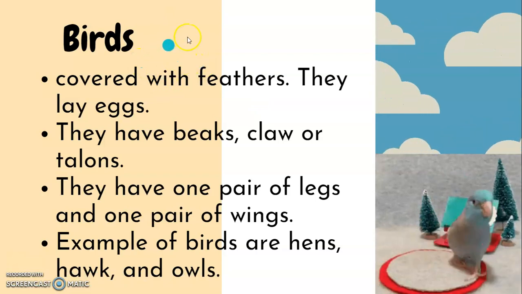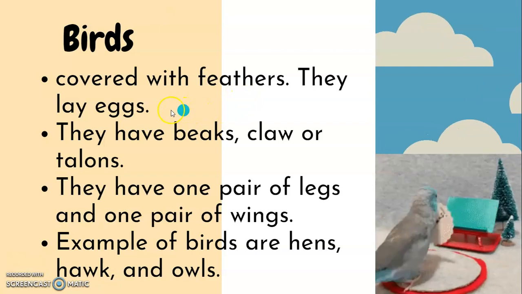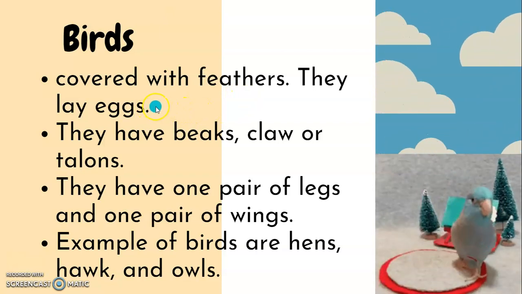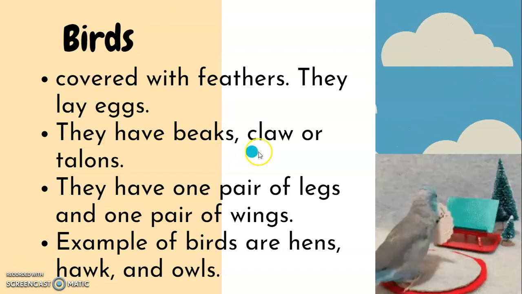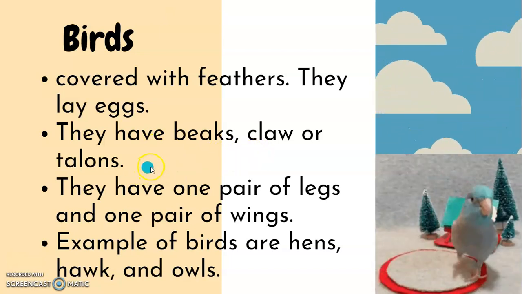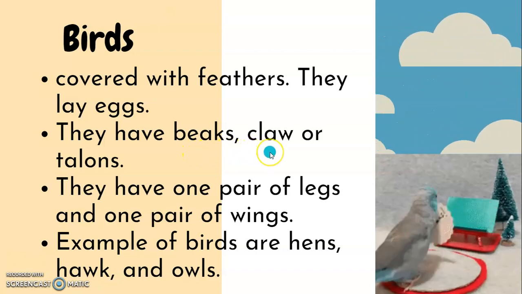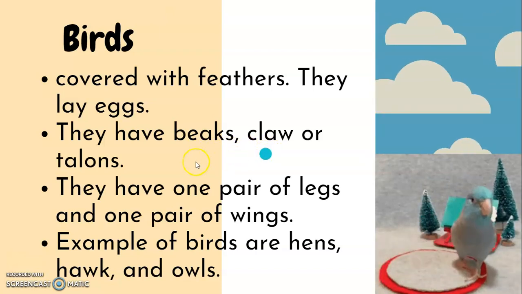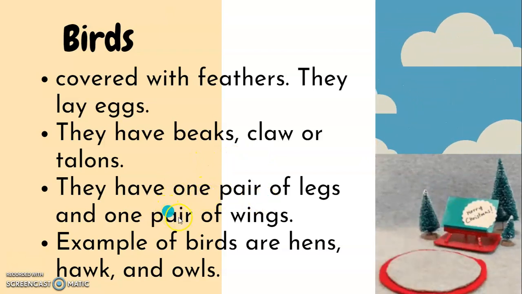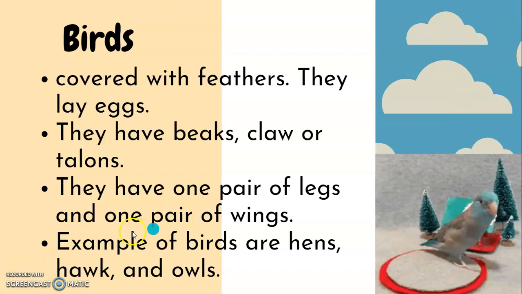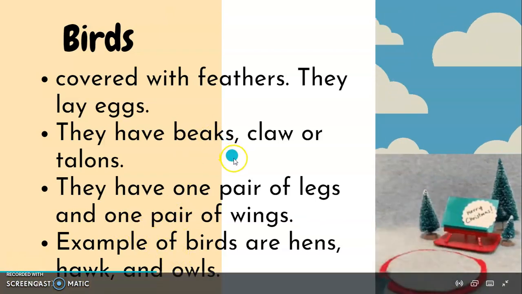Unahin natin ang birds. Birds are covered with feathers and they lay eggs. So, meron silang balahibo na kung tawagin ay feathers. They have beaks, claws, or talons. Meron din silang mga tuka at mga kuko sa paa na matatalas. They have 1 pair of legs and 1 pair of wings which they use for flying. An example of birds are the hens, hawk, and owls.